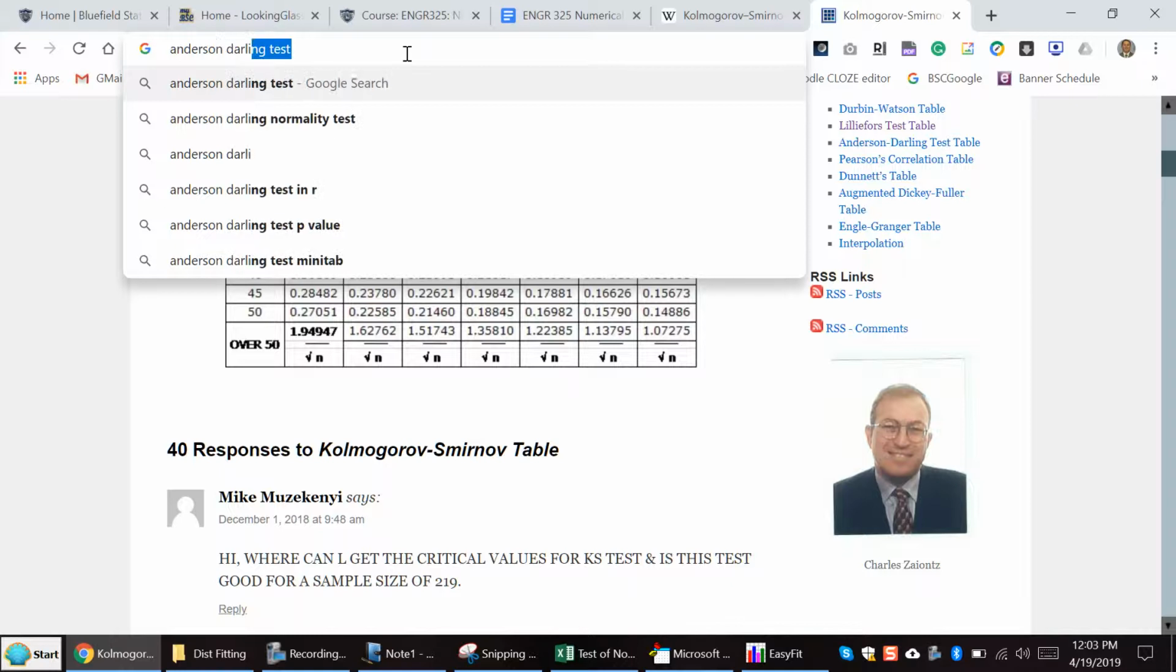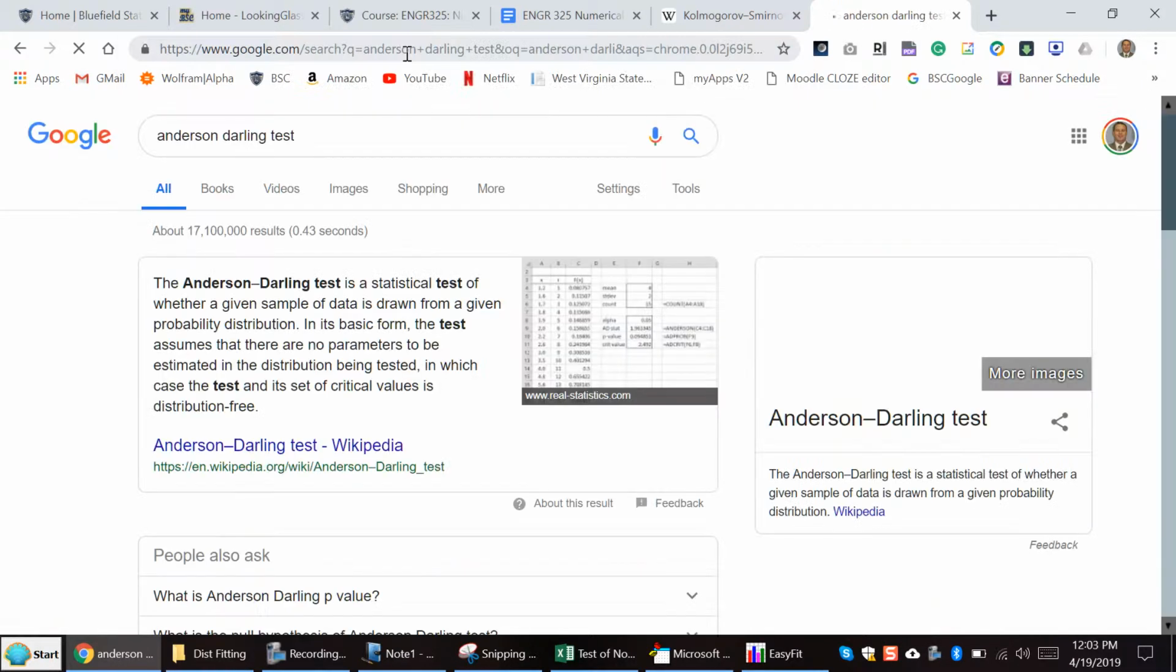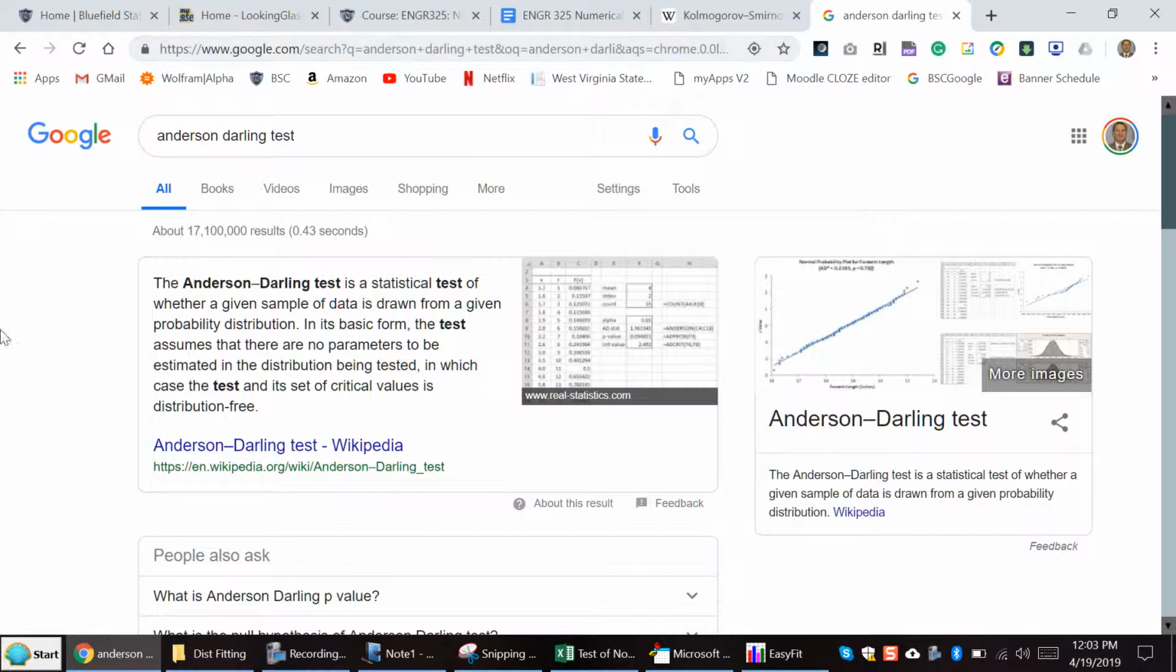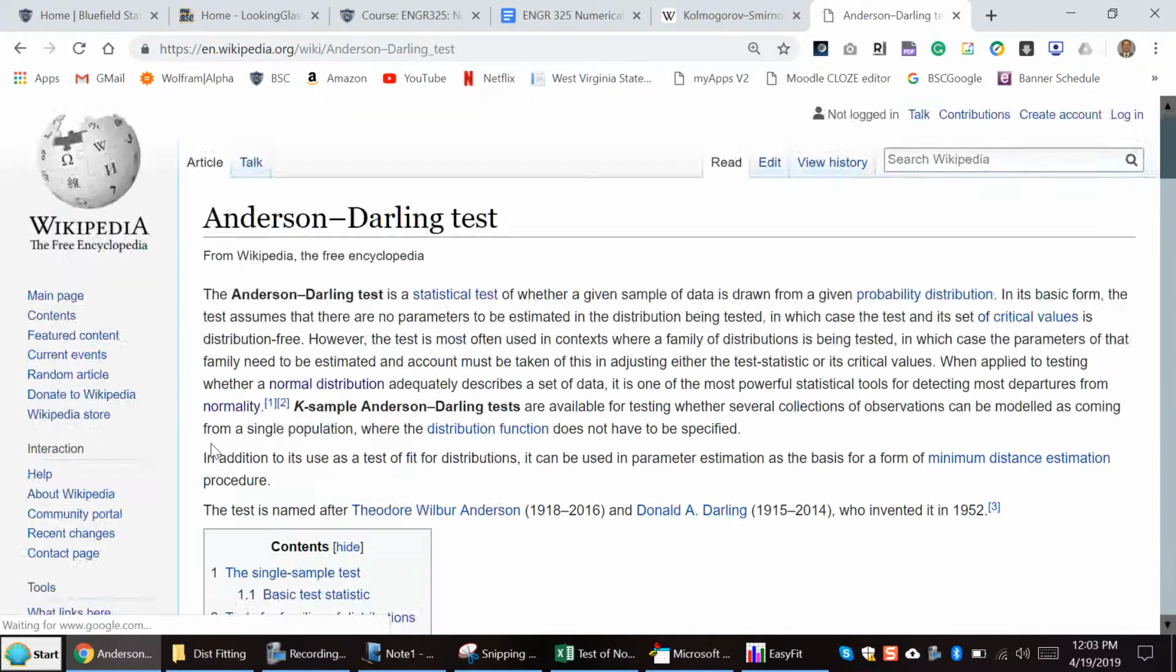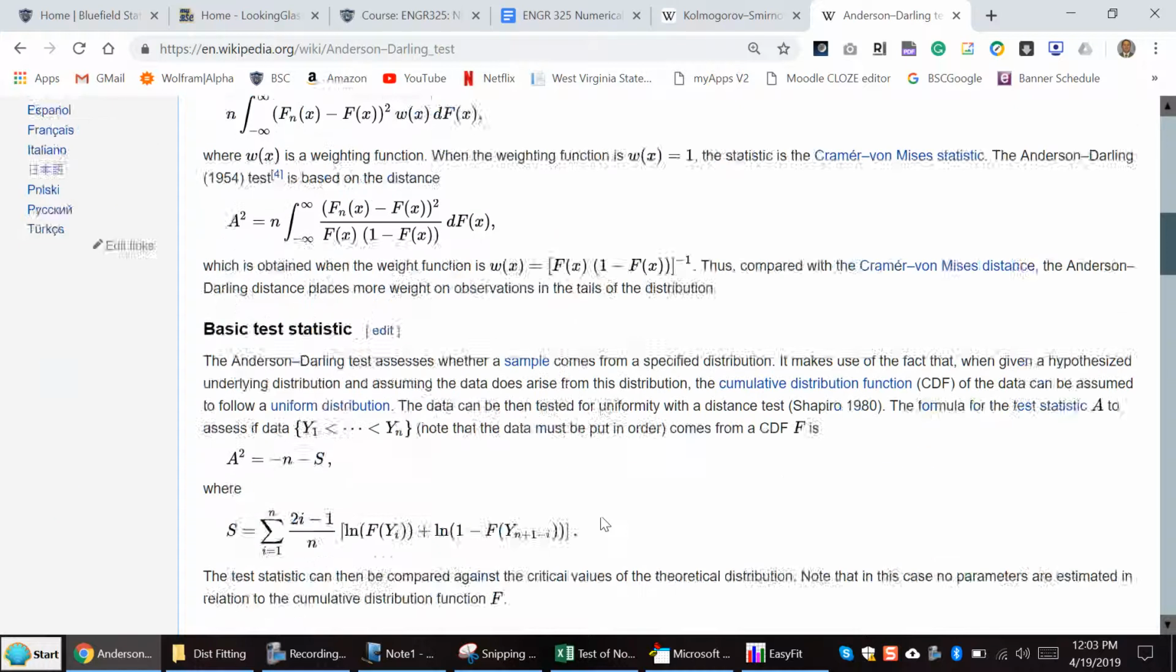Is that the same person from Darlington Fair? Probably, yeah. These two were big players. They did a lot of things.